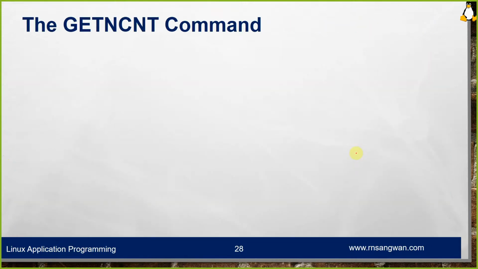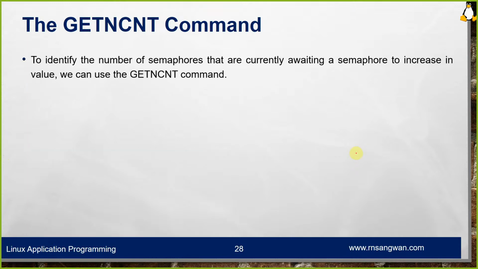The getCNT command. To identify the number of processes that are currently awaiting a semaphore to increase in value, we can use the getCNT command.